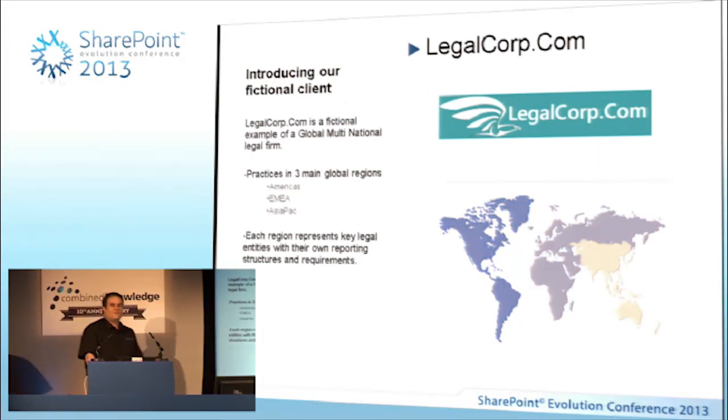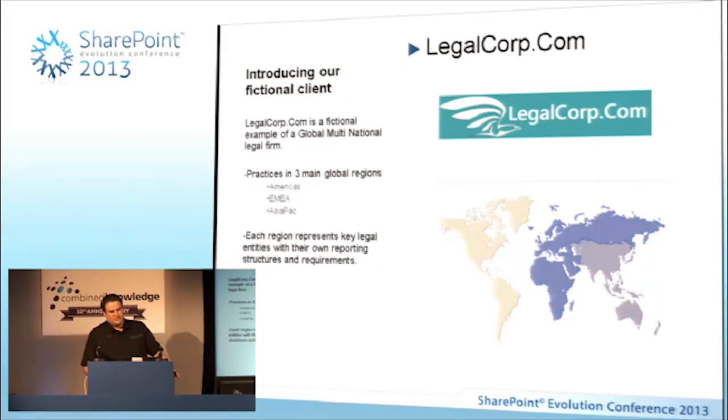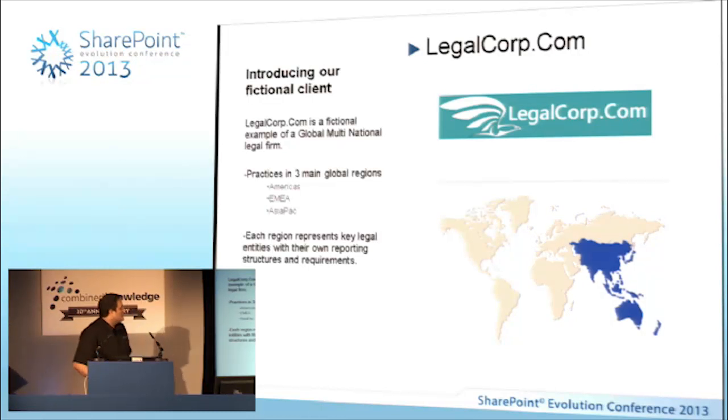So I'm basing my story today on a real-life build that we did. I can't tell you the company name, so we just have legalcorp.com. So they're a global legal company spread across 3 main regions. So we have the Americas, EMEA, and Asia-Pac. And because of the way the company worked, each region was a specific legal entity. So their requirements for their site collections were obviously key.